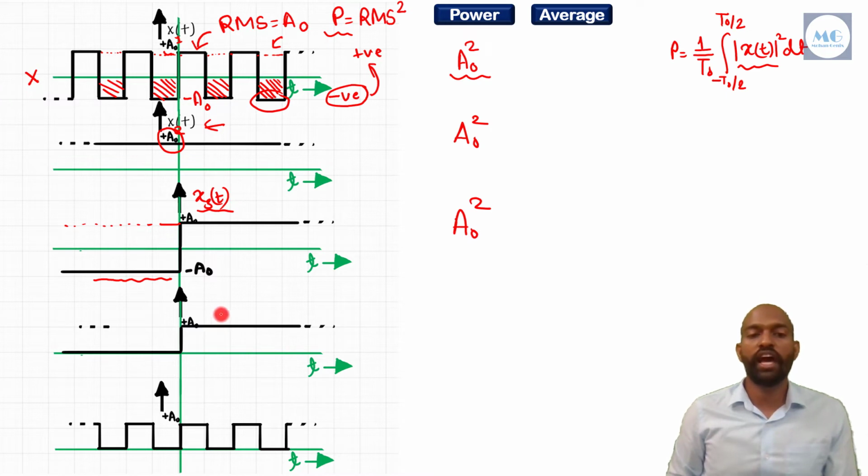Similarly, if you see x4(t), or the fourth signal, what do we get? As it has values only along the positive x-axis, and along the negative x-axis its values are 0.